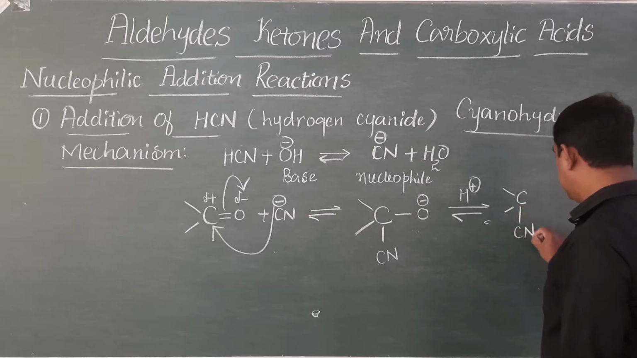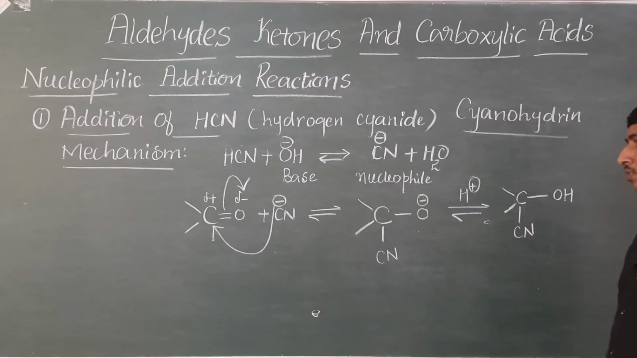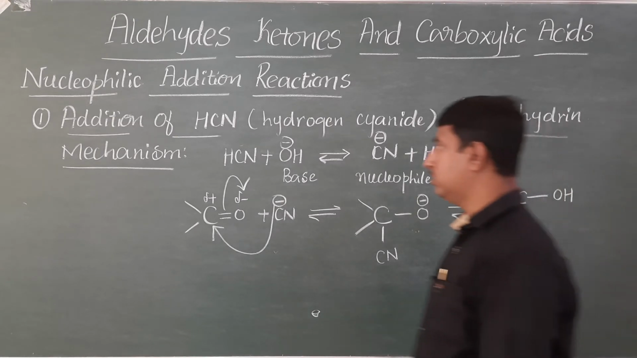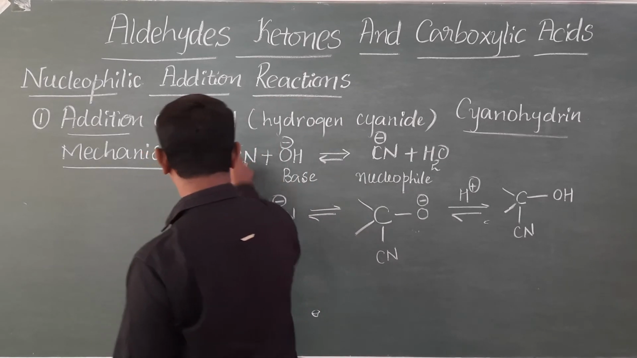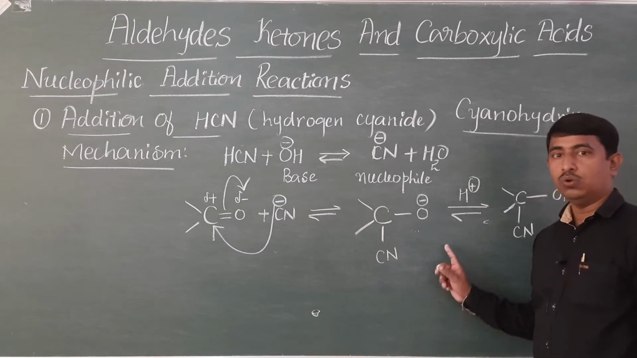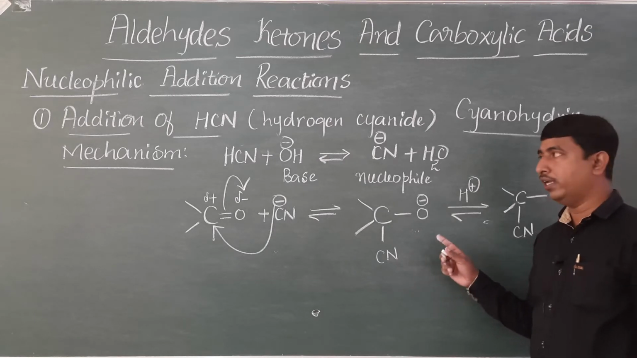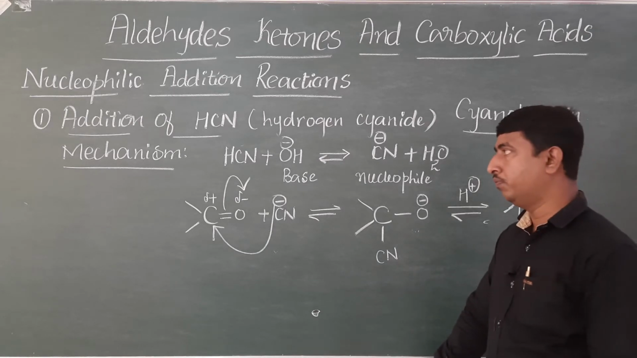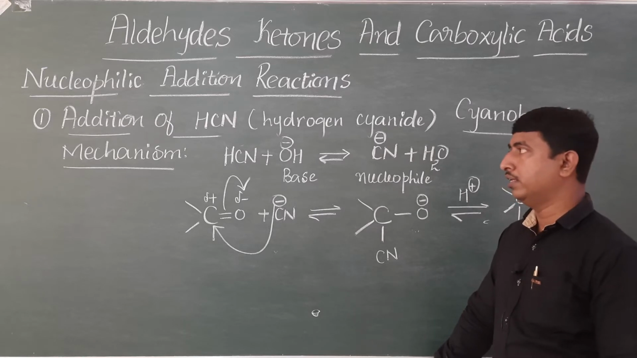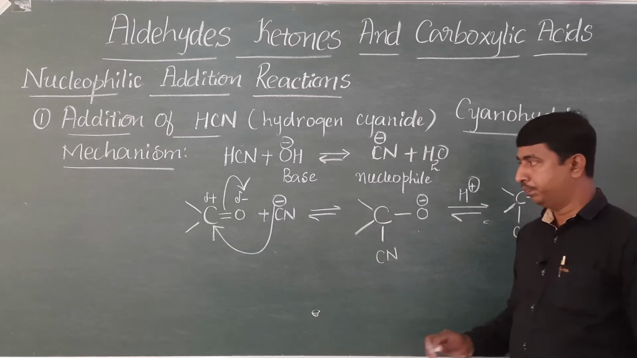This is CN. Single bond O minus becomes OH, and this is cyanohydrin. So this is the mechanism of addition of HCN to a carbonyl group, that is, addition of HCN to an aldehyde or ketone. Important for 2 marks: explain the mechanism of addition of HCN to a carbonyl group.